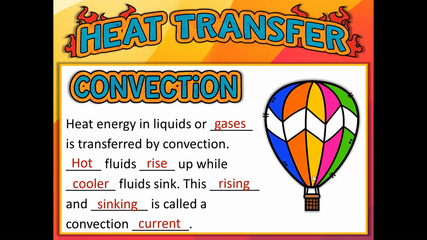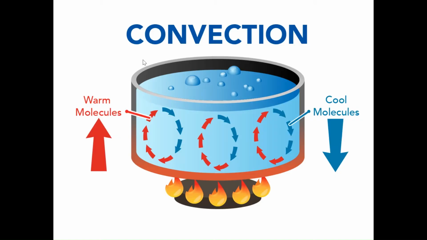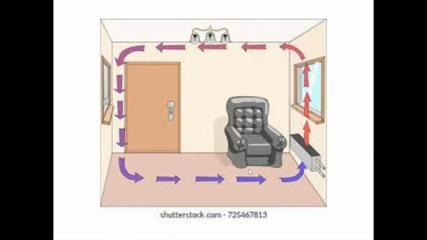So convection goes hot goes up, cold goes down. If you remember that for convection, hot goes up, cold goes down, you'll be fine. You'll understand that it always involves liquids and gases, and those are the easiest examples to identify convection through, liquids and gases.